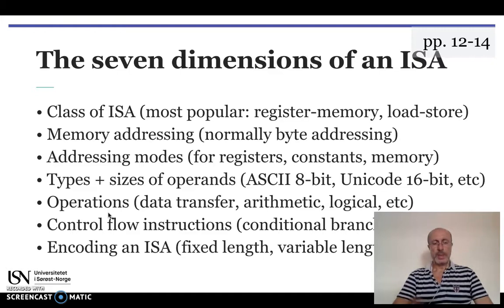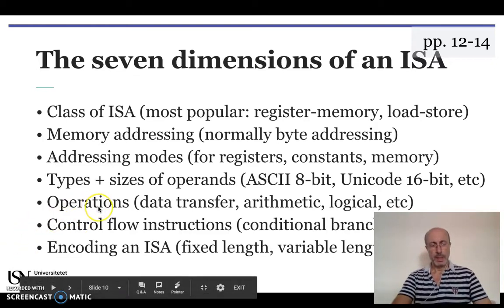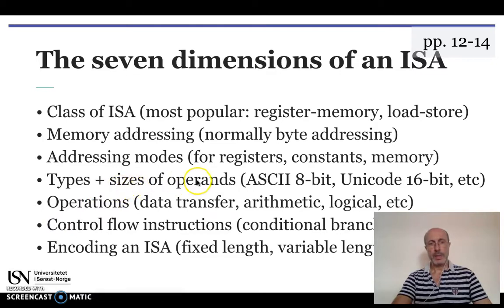An instruction set architecture comprises the 7 dimensions shown in this slide. You are certainly already familiar with at least some of them, such as operations and control flow modes. But I think that the best way to realize their importance is to read the descriptions that are presented in pages 12 to 14 of our book.